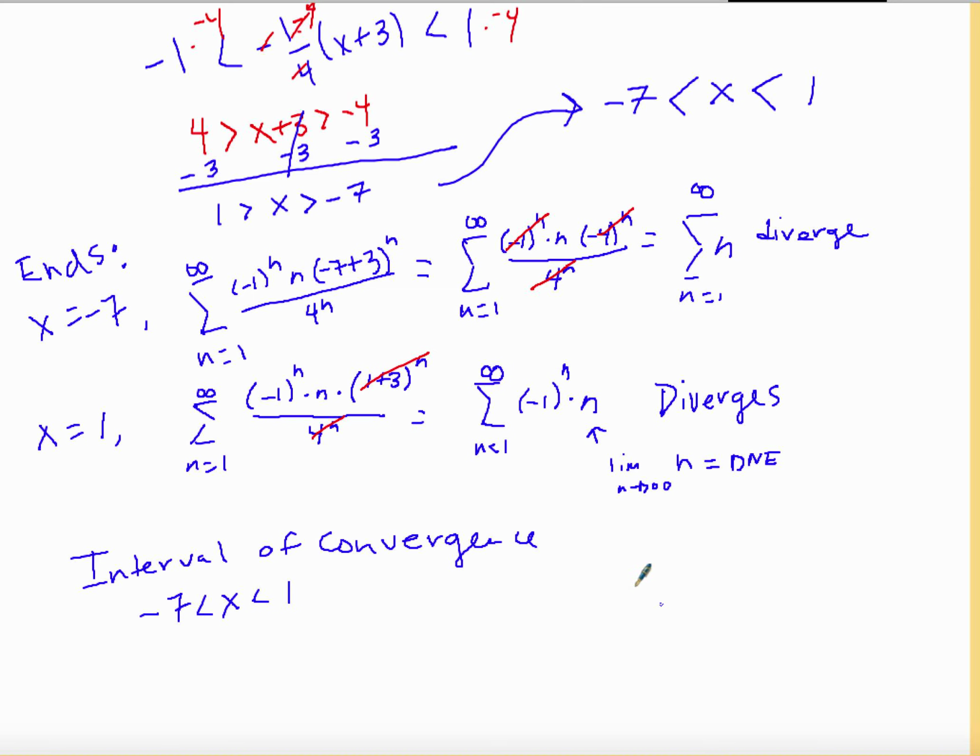And then we need to find the radius of convergence. Sometimes it's just easy to see what the radius is. Other times you should just do the subtraction. I would do 1 minus negative 7, divided by 2. 8 divided by 2 is 4. So your radius of convergence is 4. Bada bing, bada boom. That was kind of a fun one.